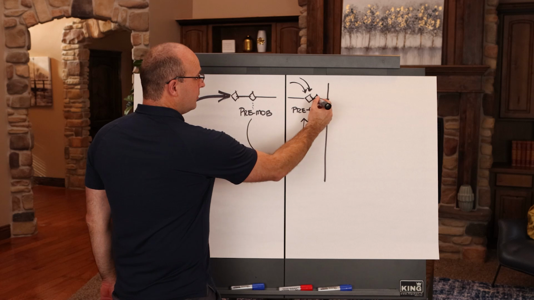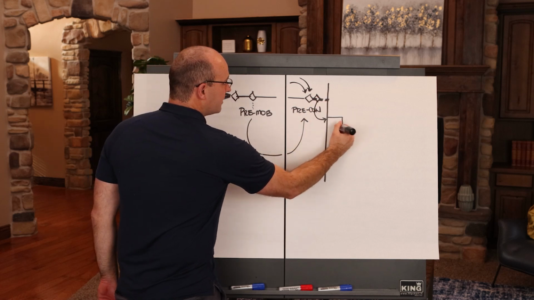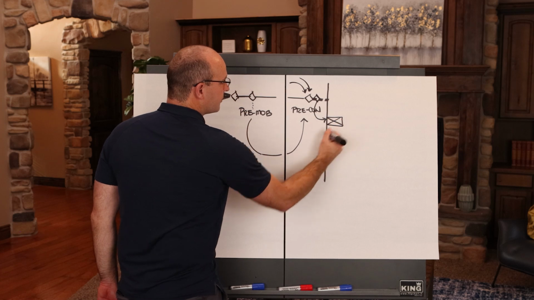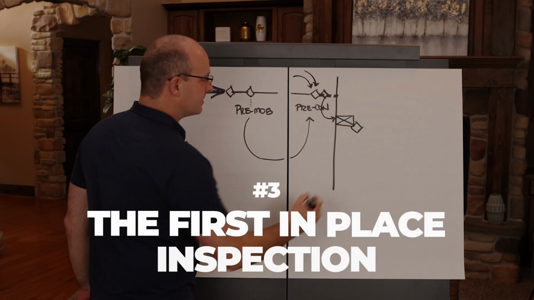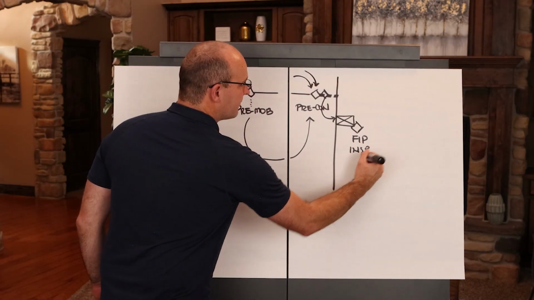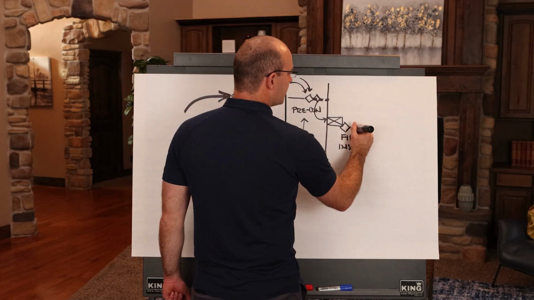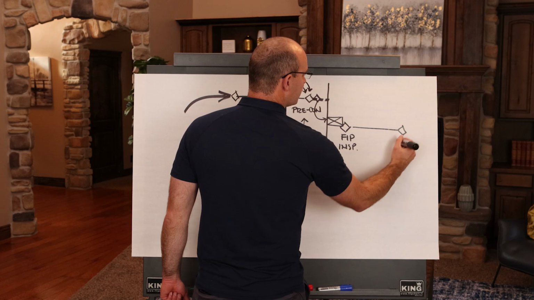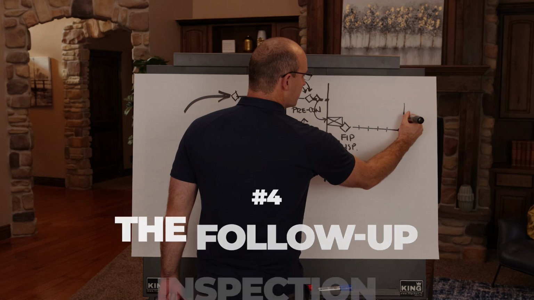In that meeting, you will set forward the expectations for the first bit of work that you're going to do with your crew so that you can inspect it. This is called a first in place inspection. So I'll do FIPINSP, first in place inspection. Once this inspection happens, the crew is off to a good start, and before they actually finish, you will inspect along the way and then obviously close them out.